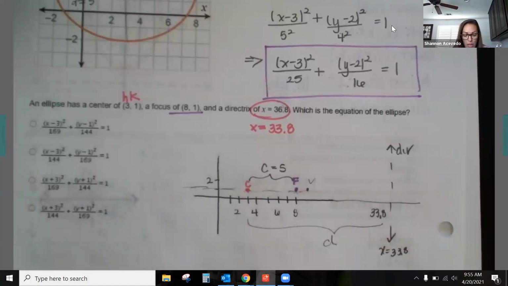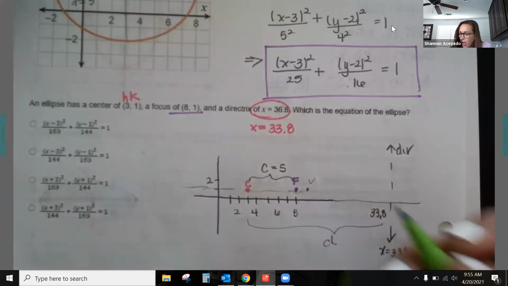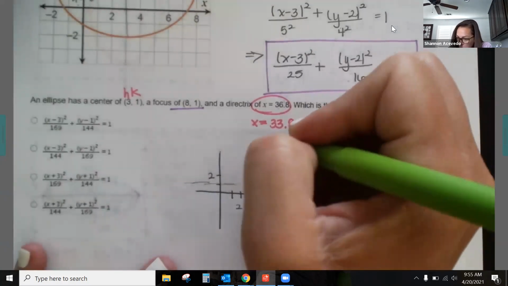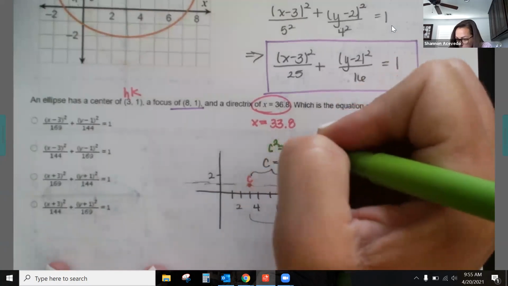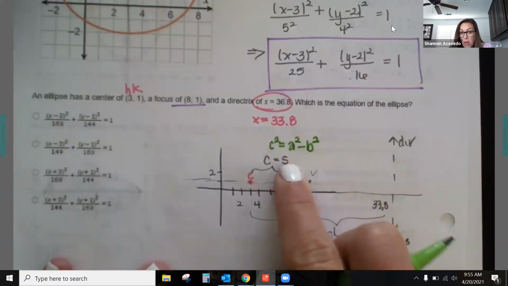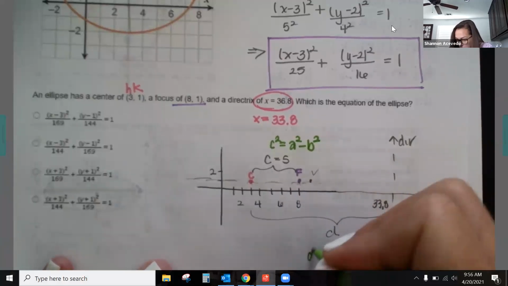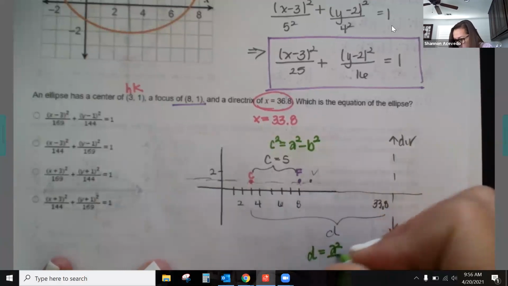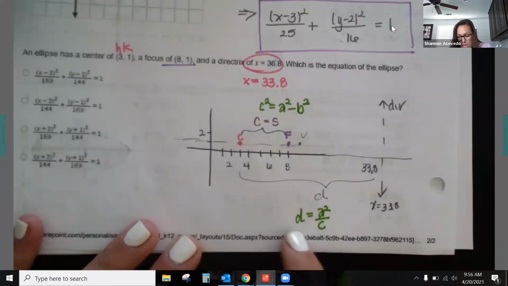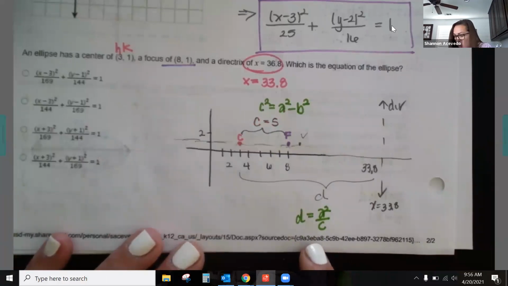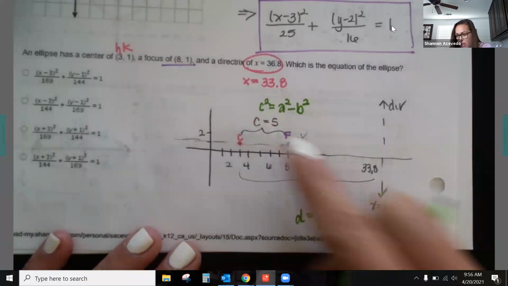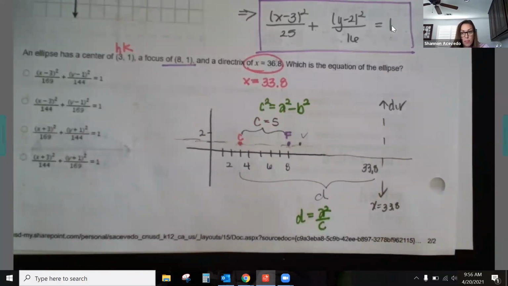Okay, so how do I figure out this information? Knowing this, I still don't have my A and my B. How do I figure out what A and B are? So what do I know? I know that C squared is equal to A squared minus B squared. Don't know A or B, not very helpful. I know that D is equal to A squared all over C. Well, I know what D is, and I know what C is, right? So can I use that to solve for A? Yeah.